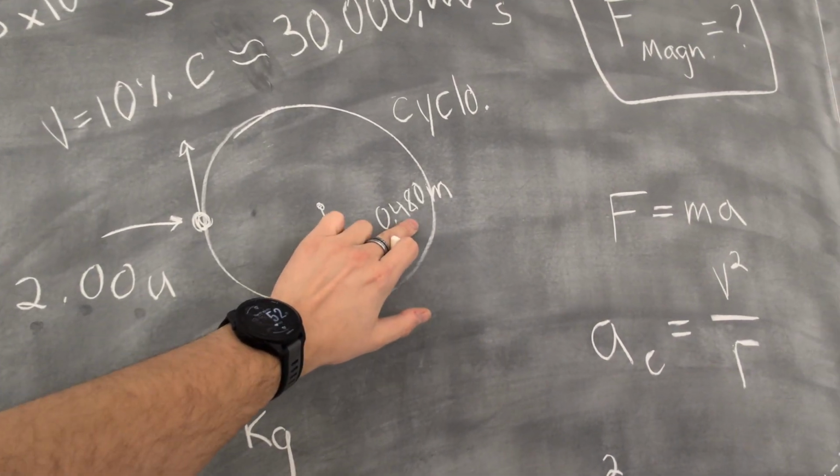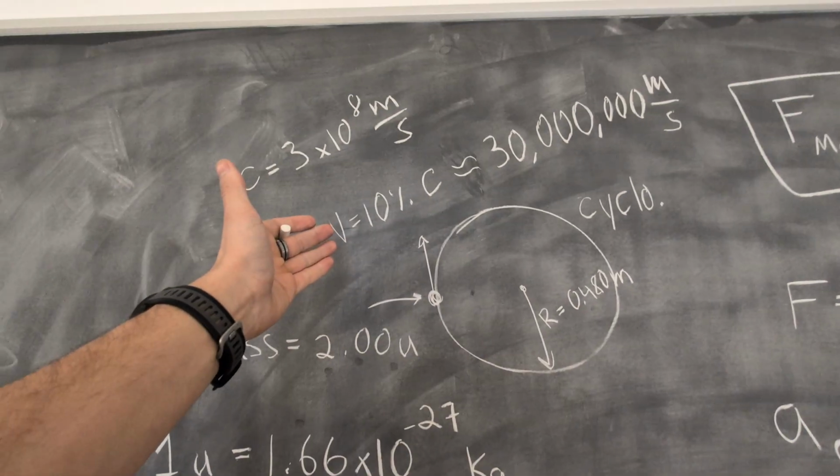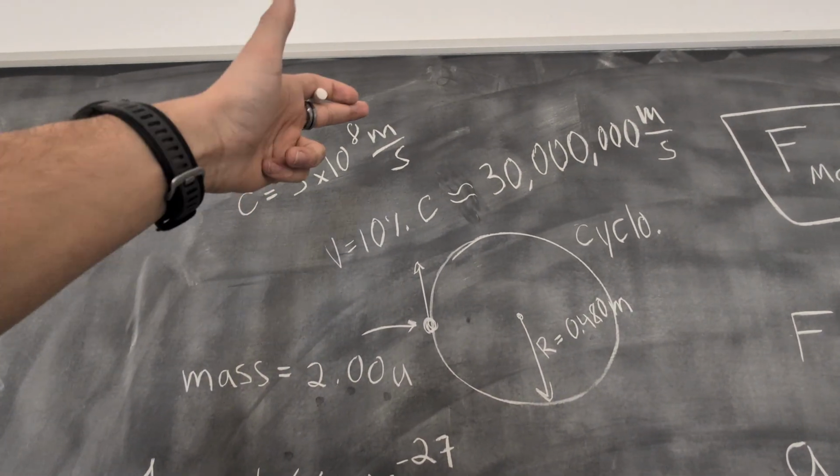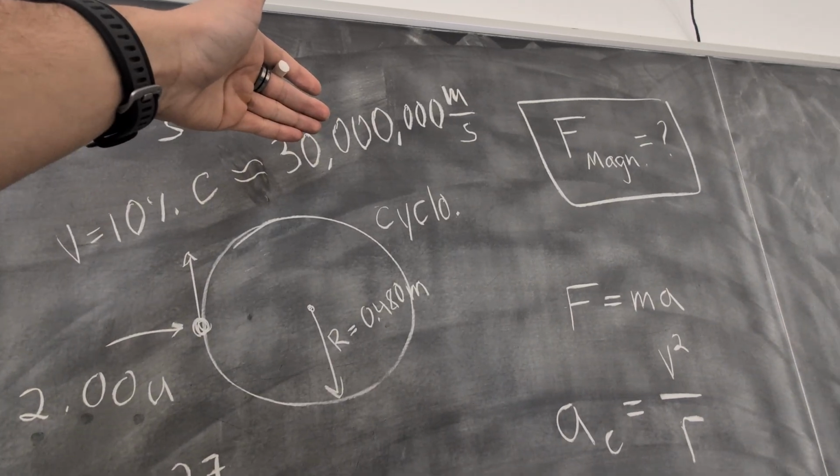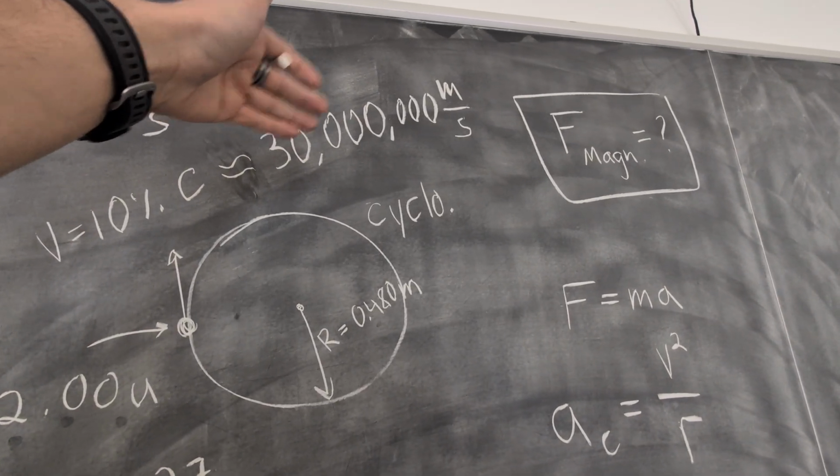Here's the radius, 0.480 meters. And here is 10% the speed of light. Speed of light is 300 million meters per second. So 10% is 30 million meters per second.